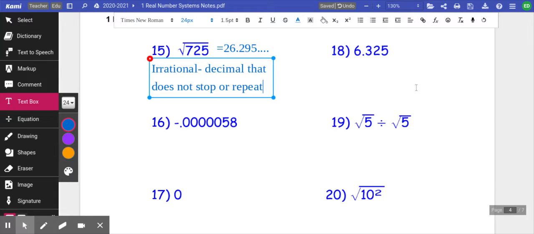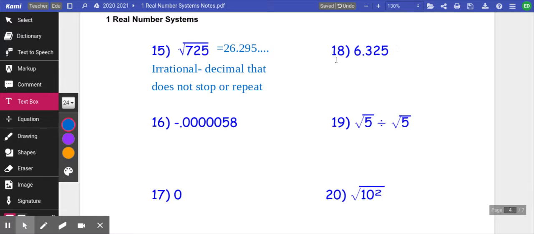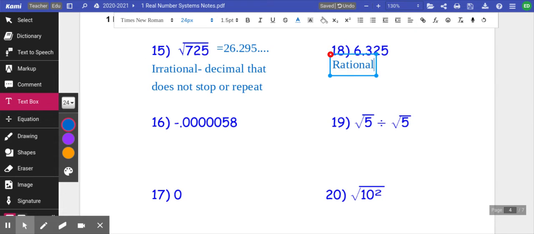Number 18, 6.325, that is a decimal, right? But there's no dot, dot, dot, so it stops. So because it stops, again, it's rational. So it's rational because it's a terminating decimal.